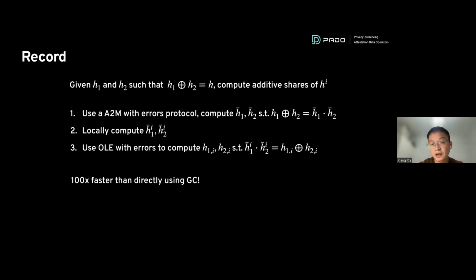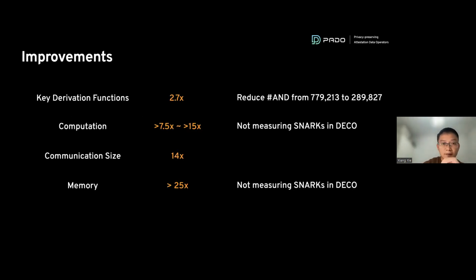So that's basically the whole protocol, or the main framework of our protocol, the garble-then-prove paradigm, and all the optimizations of the handshake and record phases. The result is that we can improve on the prior work a lot. For example, in the KDF function, we can improve by about 3 times. In terms of computation time, we are about 10 times faster than DECO.